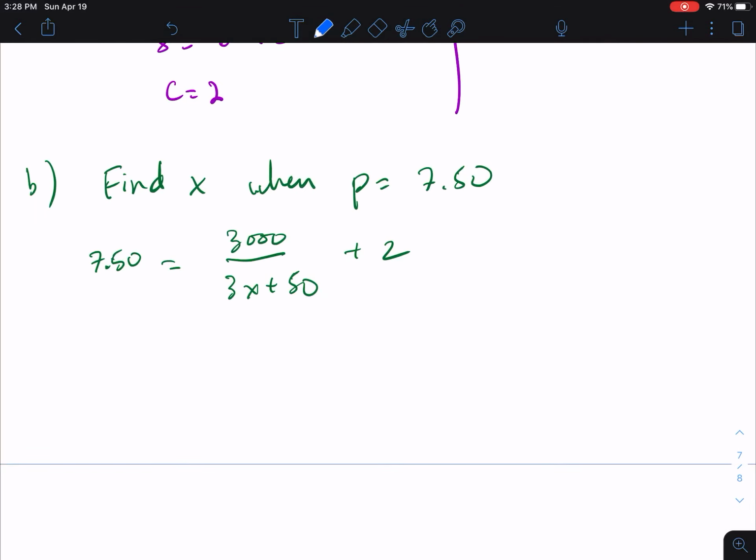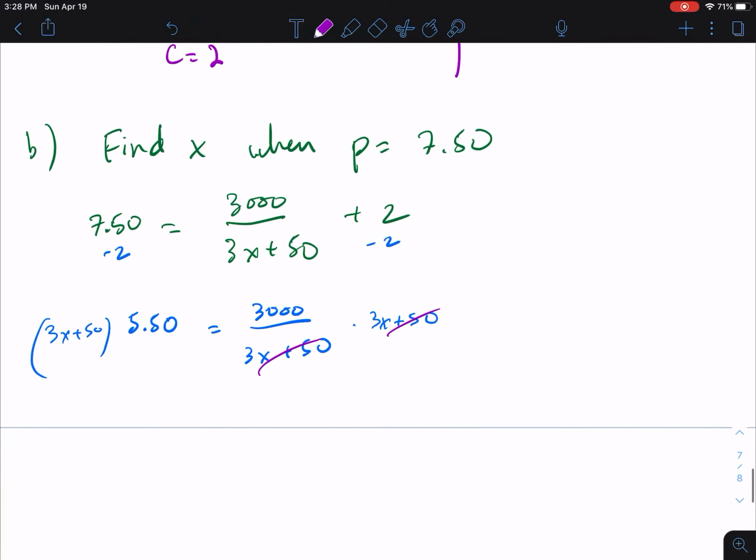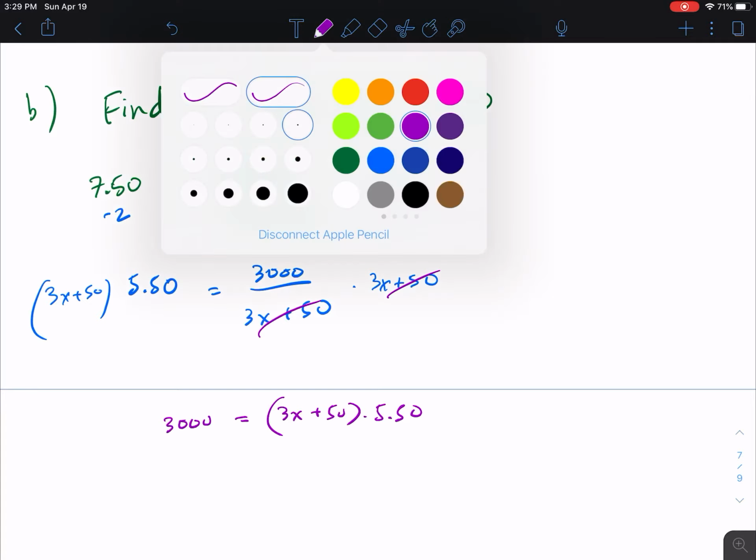Okay, so subtract both sides by 2. That will give us 5.50 equals 3000 over 3x plus 50. So now we can solve for x by multiplying both sides by 3x plus 50. Okay, so that cancels. So we're looking at 3000 equals 3x plus 50 times 5.50. And I just swapped those two sides there.